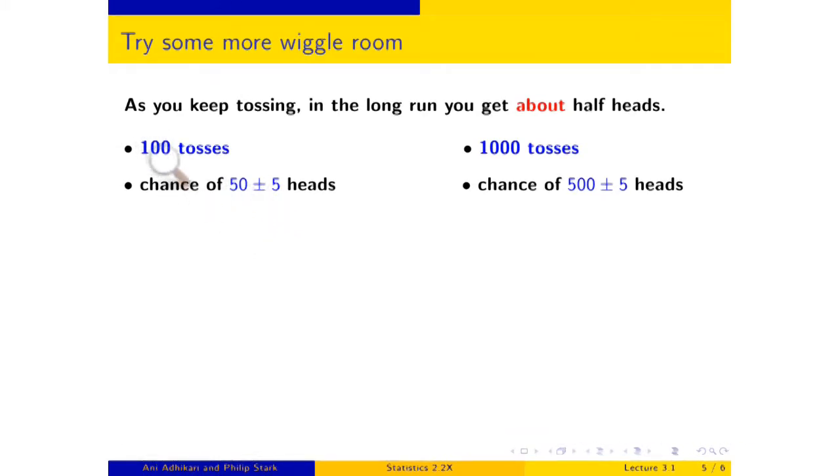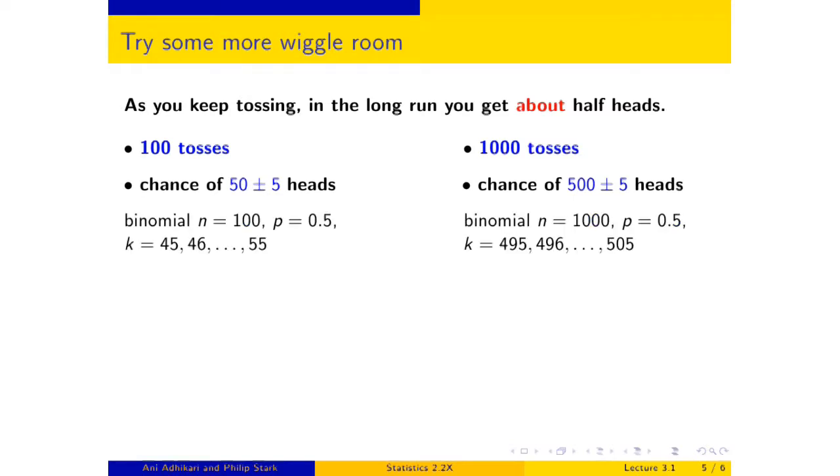100 tosses, you want a number of heads. How many heads is that? That's 45 through 55 heads. We've done things like this before. Binomial formula: N is 100, P is a half, and you want 45 through 55 heads. And so N is 100, P is a half, K is 45, 46, etc., through 55.